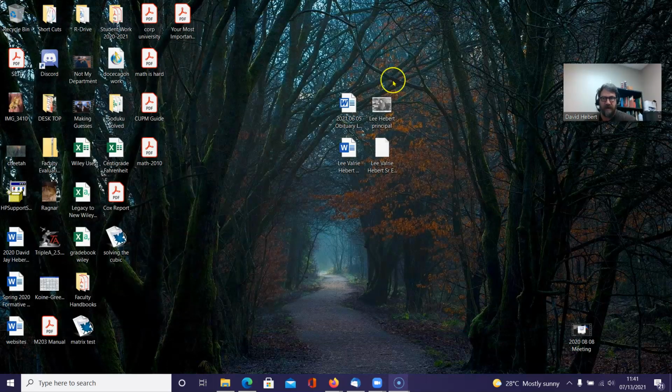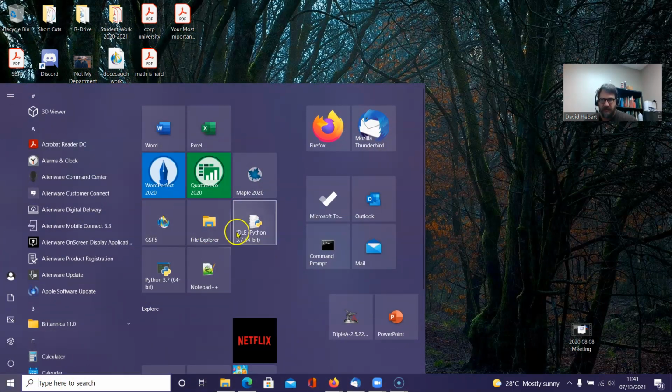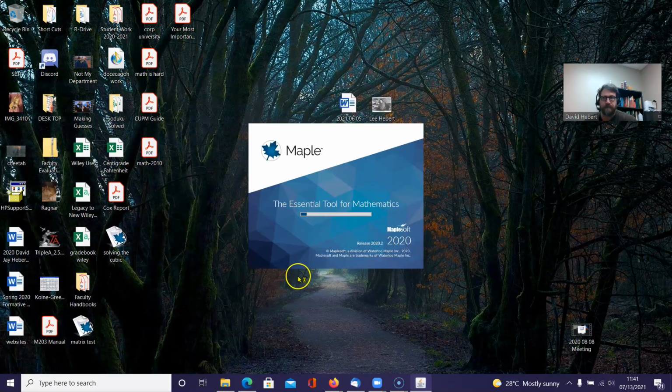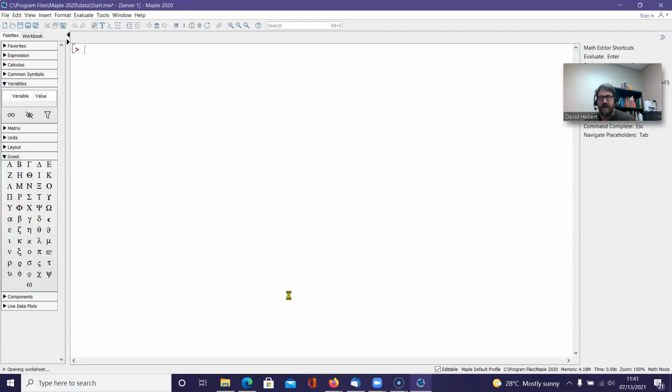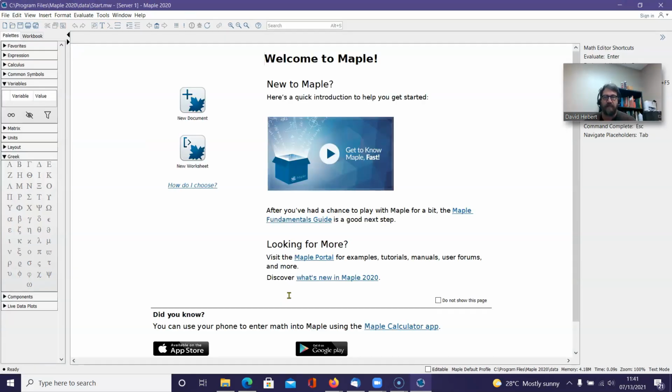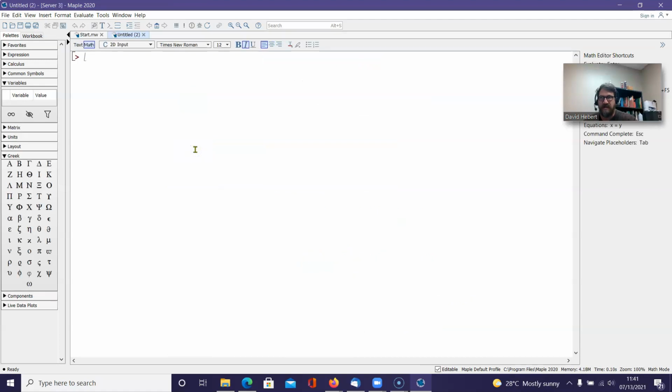So again, I'm going to minimize my face. And I'm going to start a program that the department owns, and it's called Maple. Maple is a very nice piece of software that enables us to do some really neat mathematics. I always use a worksheet because I typically am doing mathematics. And I'm going to show you a couple of things.